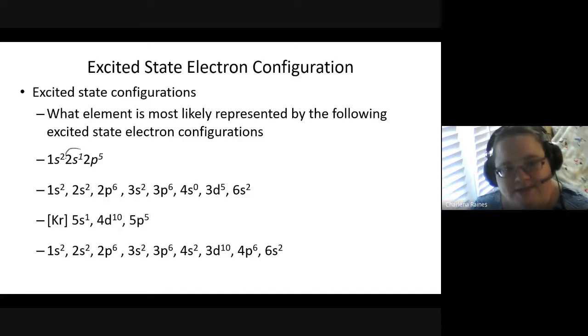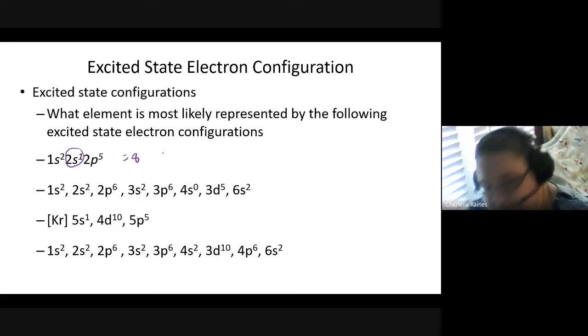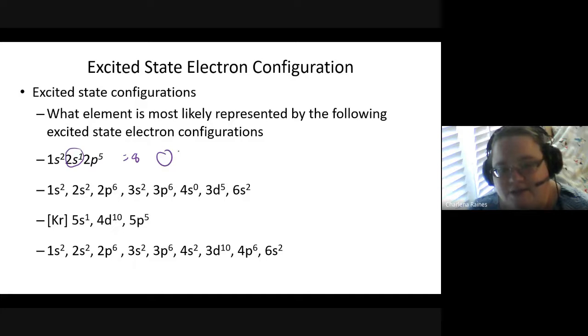So I can see this isn't normal. Obviously we moved some electrons from here to p, but if I add up my exponents, I see that I've got 8 electrons. 8 electrons means this has to be an excited oxygen.